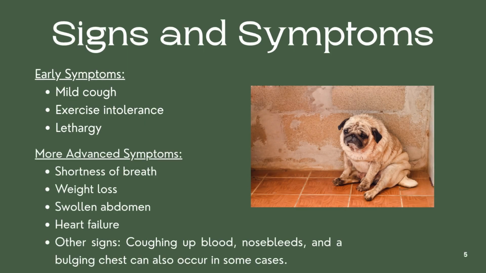Now moving right along, we're going to be talking about the signs and symptoms of heartworm disease in dogs. So some early symptoms include a mild cough that may be persistent. Dry cough is often one of the first noticeable signs. Then there is exercise intolerance. Dogs may tire easily and show reluctance to exercise. And then there is lethargy, which is increased fatigue and a decreased activity level.